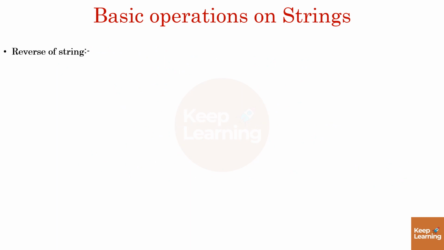Next concept is reverse of a string. So if ABC is given to you, that is a string, then its reversal will be shown as WR and it will be CBA. So just simply write the string from reverse.